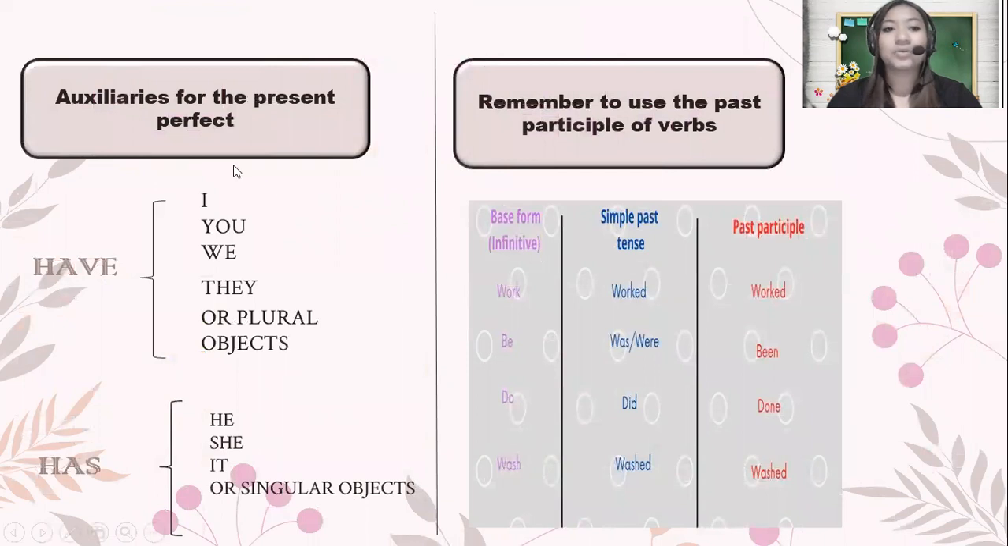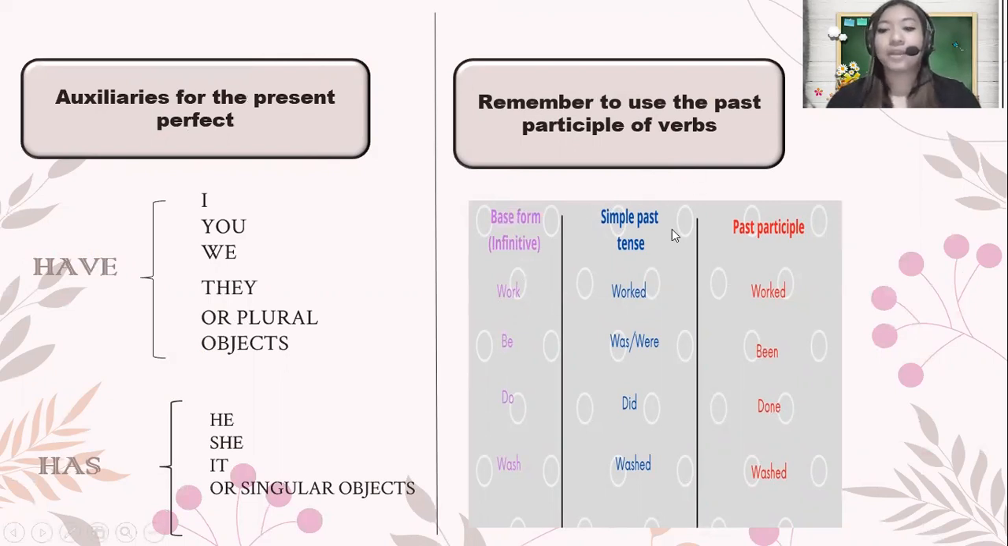So we have auxiliaries for the present perfect. We have two auxiliaries, that is have and has. We are going to use the auxiliary have for the subjects I, you, we, they, or plural objects. And we are going to use the auxiliary has for the subjects he, she, it, or singular objects. And remember to use the past participle of the verb for the present perfect.